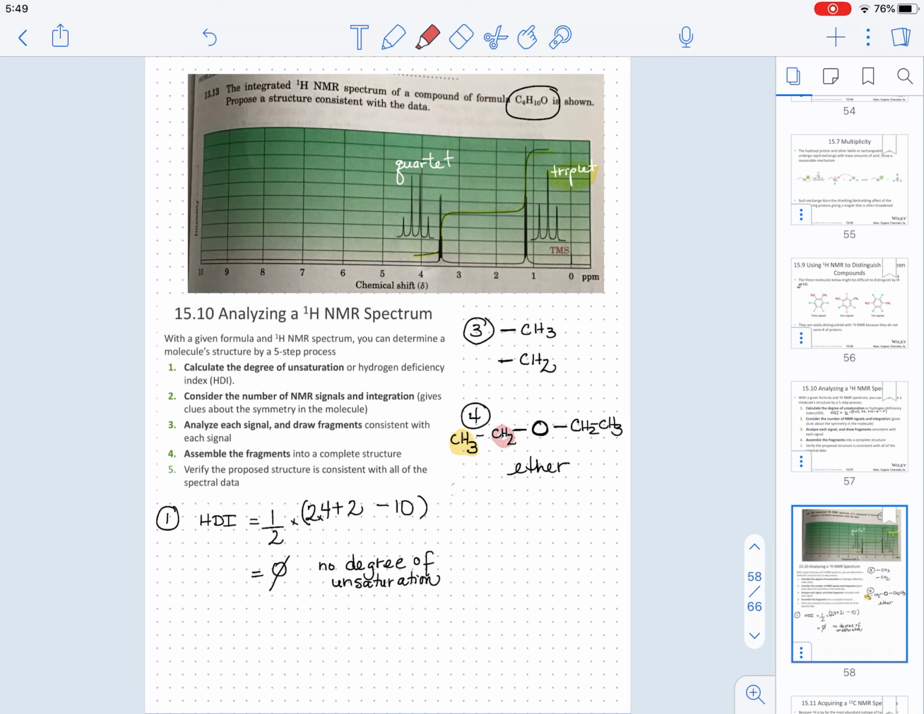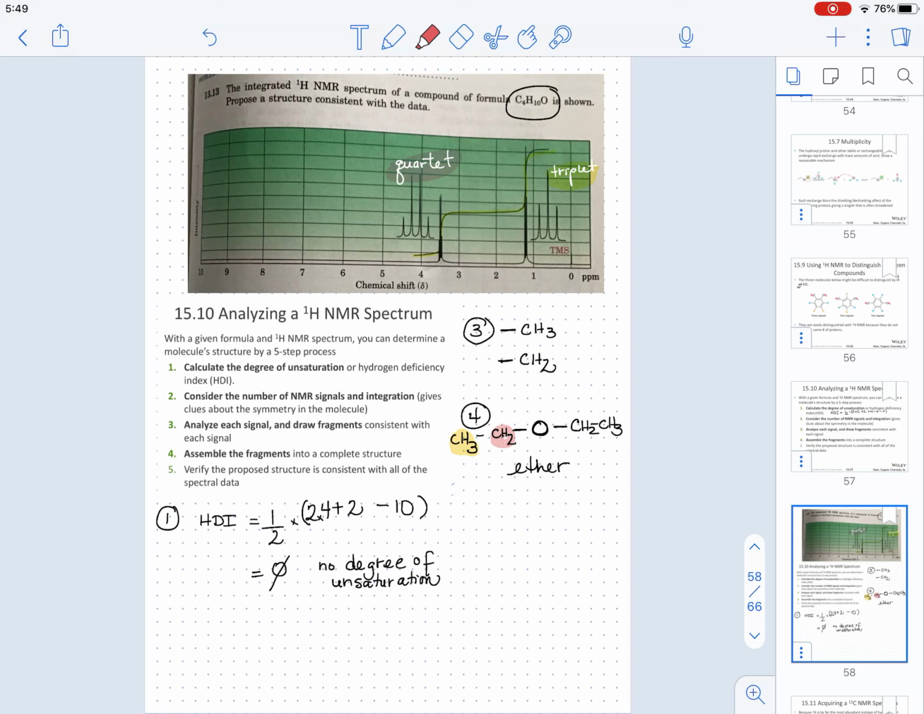This CH2 is going to be the quartet signal because its neighbor is a CH3, okay? And the integration, which is not given, but it could have given us a clue about it, is what will be the number of hydrogens specifically in the signal. But as you can see, for this molecule, we could define the structure without having the integration.